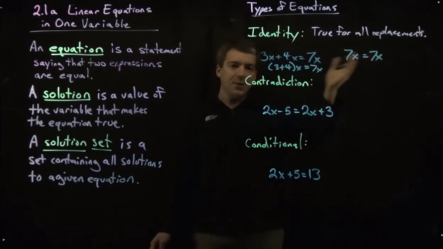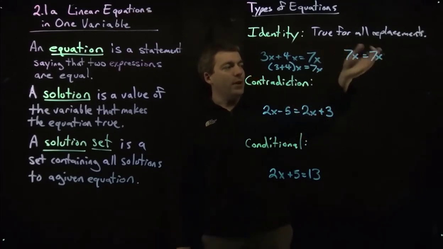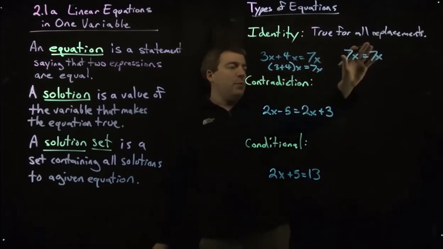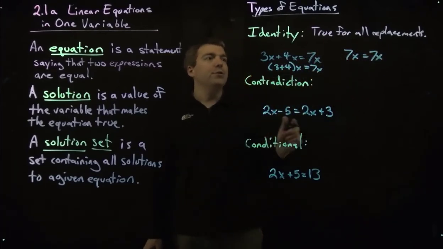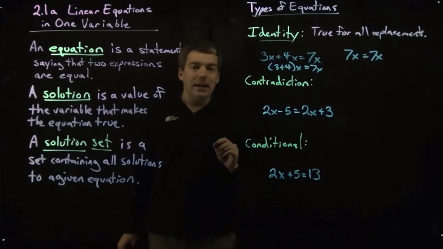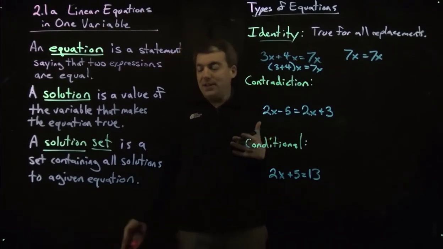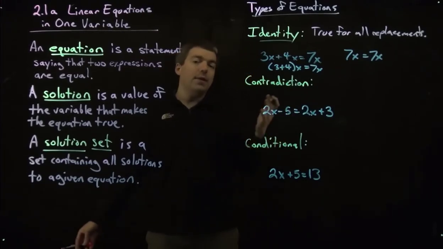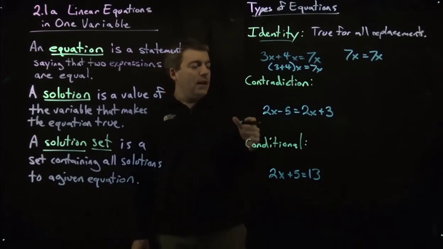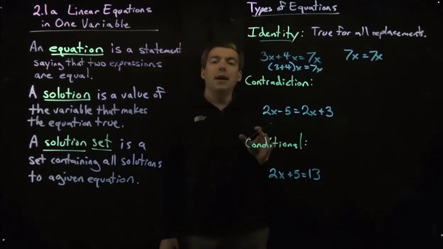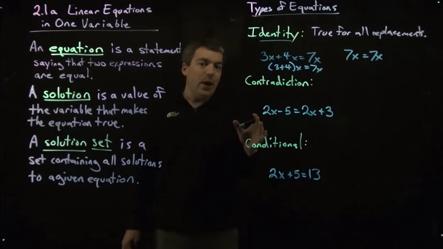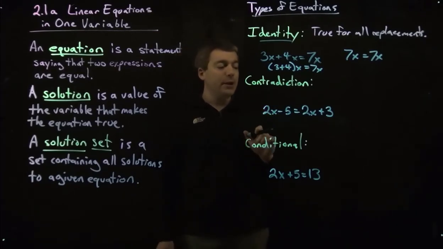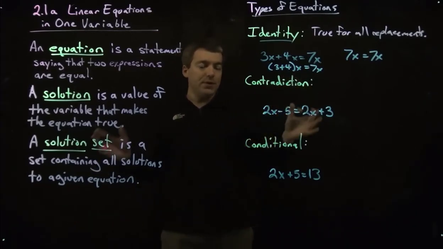Plug in 0, you get 0 equals 0. 2, you get 14 equals 14. So it doesn't matter what you plug in for x, this equation is always true. That makes this equation an identity. Now, we'll use a lot of identities, particularly in trigonometry, but we'll have some in college algebra, particularly identities that will help us solve equations, things we can do to both sides of an equation.